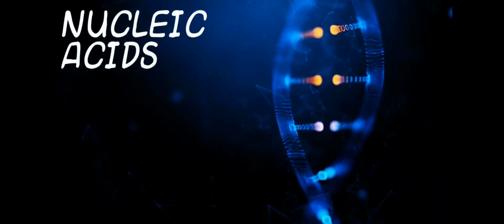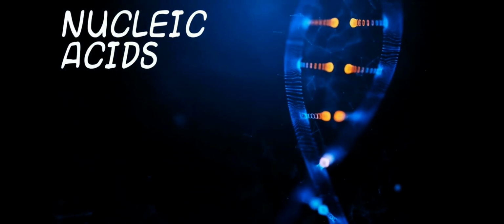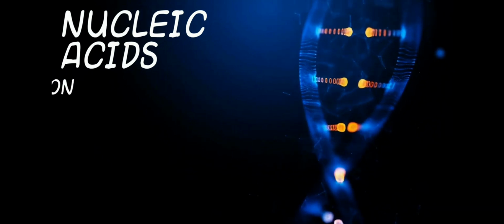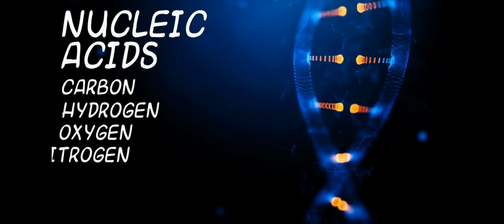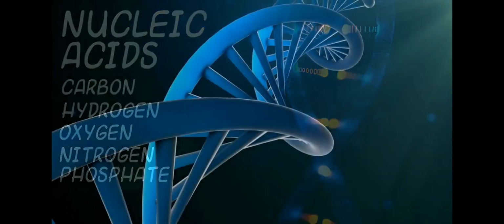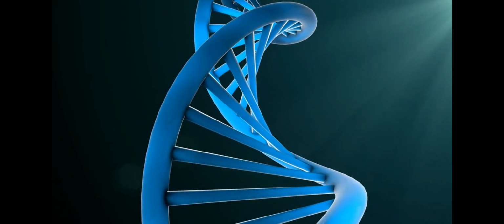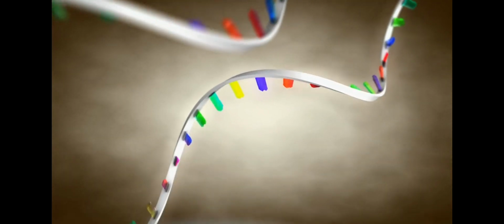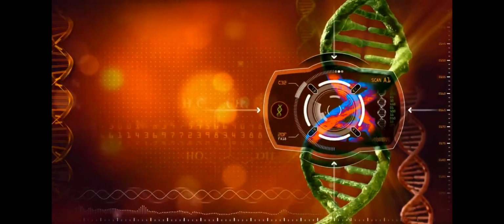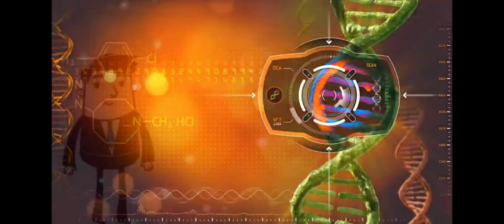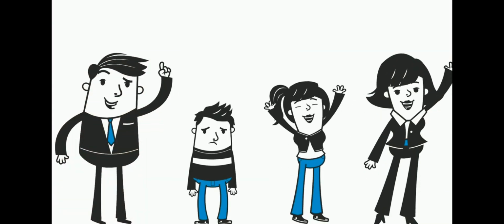Nucleic acids are long chains of nucleotides. They are composed of carbon, hydrogen, oxygen, nitrogen, and phosphate. Examples include DNA, which is deoxyribonucleic acid, and RNA, which is ribonucleic acid. Nucleic acids are important because they contain genetic information and help transfer this hereditary and genetic information.